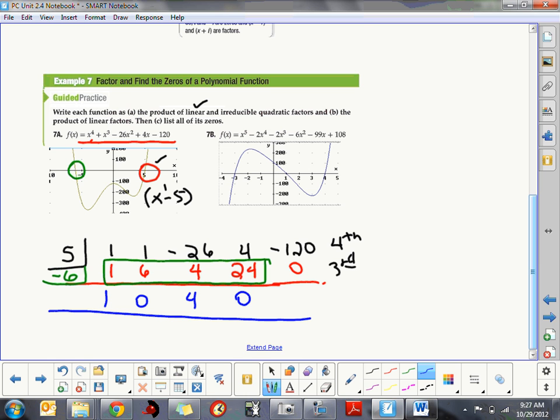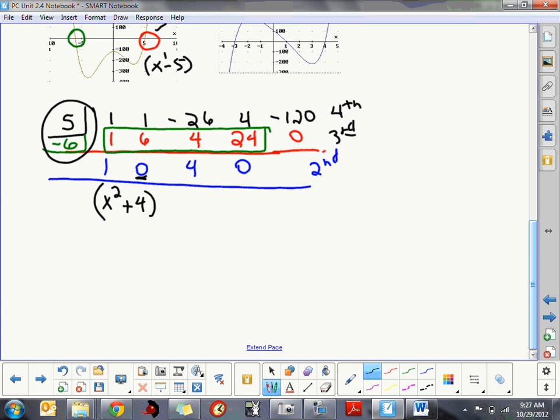Okay, so I just figured out that negative 6 is a 0, but it was a third degree, so now I've got it down to a second degree polynomial or quadratic. There's no reason to go any further. We've already found our two real zeros. These other ones have to come from the solution of x squared plus 4. So that's my other factor. Now that's our irreducible factor. It's a quadratic factor, but it won't reduce or factor any further.